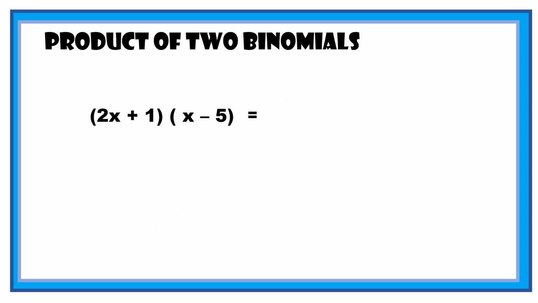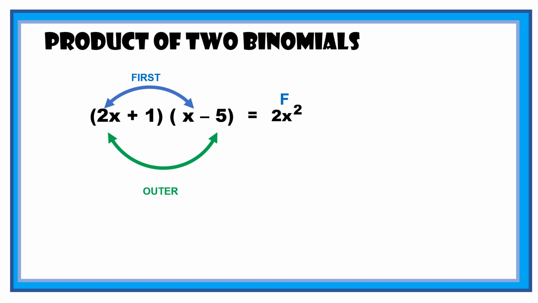Example number 1. So first, hanapin muna natin yung first term. So we have 2x and x. So multiply 2x and x, we have 2x squared. Next, outer terms, we have 2x and negative 5. 2x times negative 5 is negative 10x. Next, we have the inner terms. Ang inner terms natin ay 1 and x, and 1 times x is x. Then, the last terms, we have 1 and negative 5. So, multiply, we have negative 5.